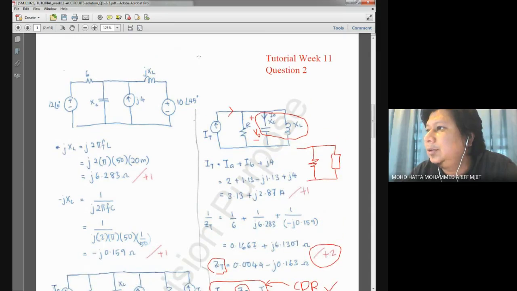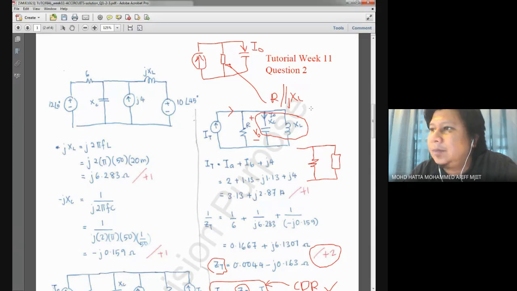Maybe you can try this question in a different way. For example, don't use this kind of strategy to find IO. Maybe you try using, for example, this capacitor, the current flowing through this capacitor. For example, this is IO, and this element is R in parallel with XL, JXL. Maybe you can also try to use this kind of calculation. And for using the current divider rule with this type of circuit, maybe you should consider this formula.